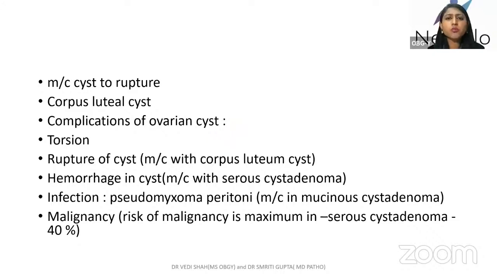Now, if we talk about certain small one-liners, the most common cyst to rupture is going to be the corpus luteum cyst. And if we talk about complications which take place inside any functional cyst of the ovary, then most commonly what we see is it can undergo torsion. It can lead to rupture of the cyst, which is again most commonly seen with the corpus luteum cyst. Then hemorrhage can take place in such a cyst, and it might be infected. It can also lead to pseudomyxoma peritonei, which is most commonly seen with mucinous cystadenoma. And lastly, malignant changes can take place.